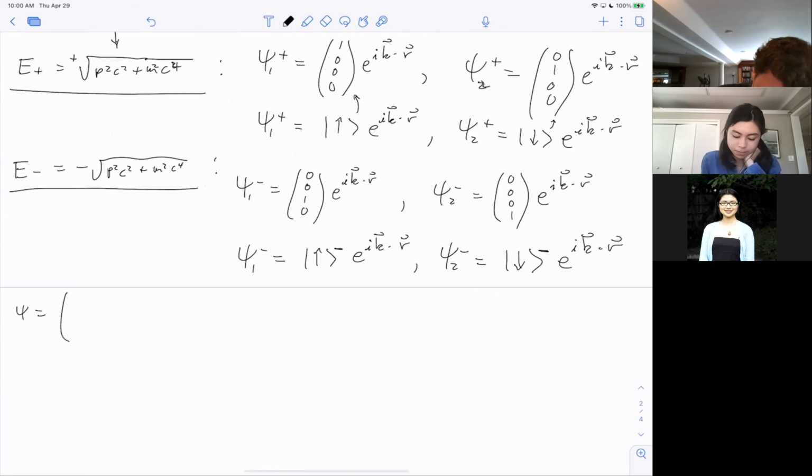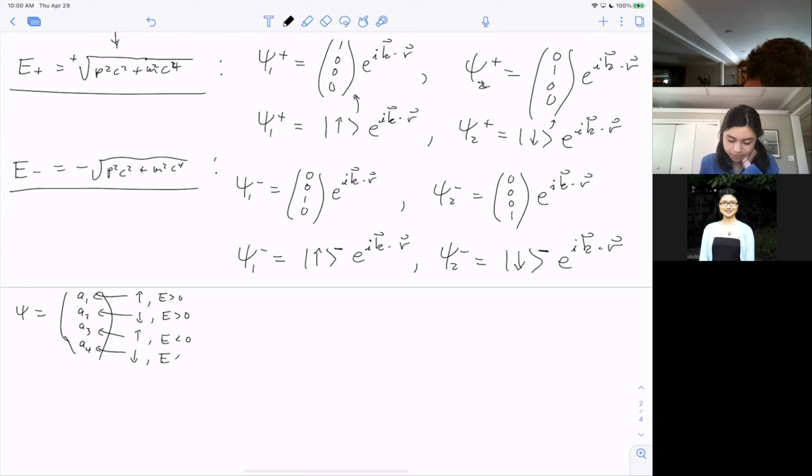wave function is A1, A2, A3, A4, and this tells me the amplitude for spin up, positive energy, spin down, positive energy, but this is the amplitude for spin up for a negative energy particle, and this is the amplitude of spin down for a negative energy particle. So my wave function can have spin up and spin down components for positive energy, but also can have some negative energy components as well.